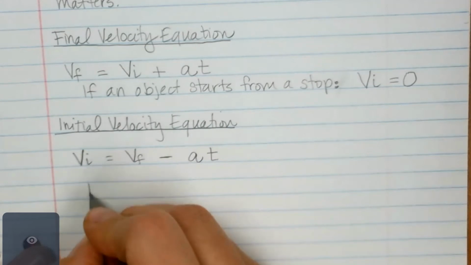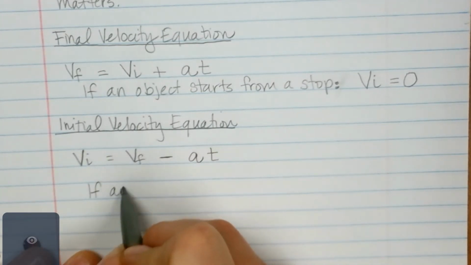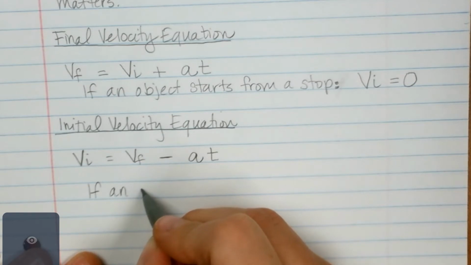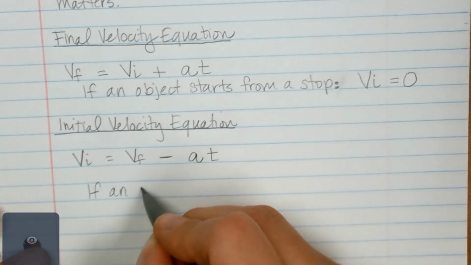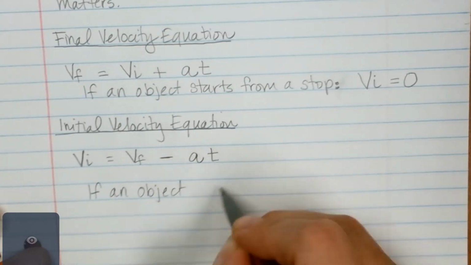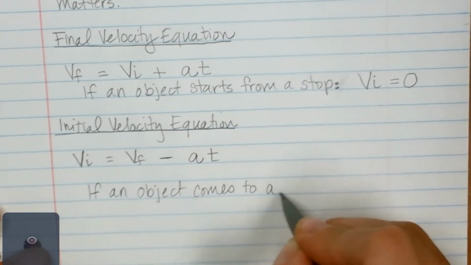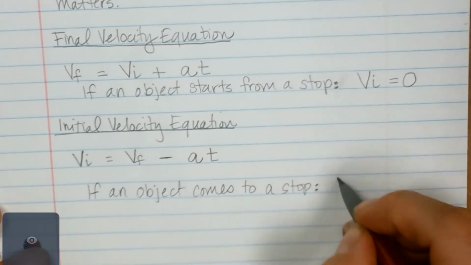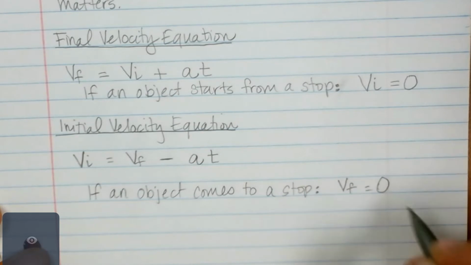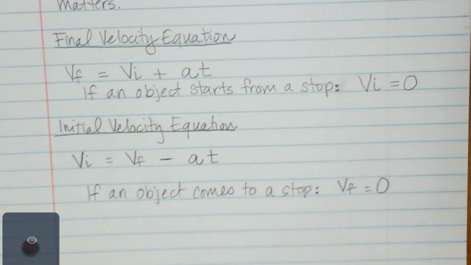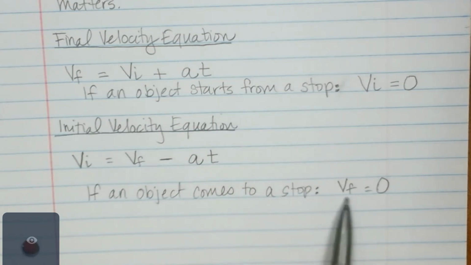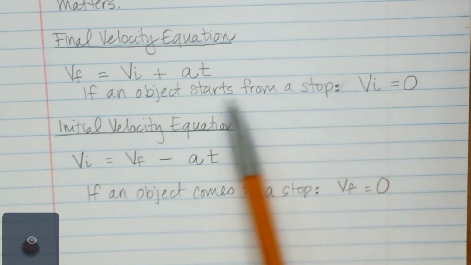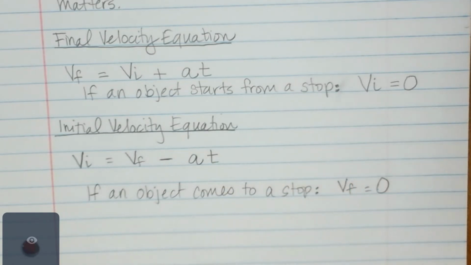But do remember, if an object comes to a stop, so maybe I didn't give you a final velocity, but I said the object stopped or came to a stop. So you were slowing down to come to a stop at a stop sign or a stoplight. So if an object comes to a stop, we'll do a colon, then our final velocity is going to equal 0. So just remember, in a story problem, look for those words, either starting from a stop or coming to a stop. That means our final velocity is 0. In the case of starting from a stop, our initial velocity is 0.